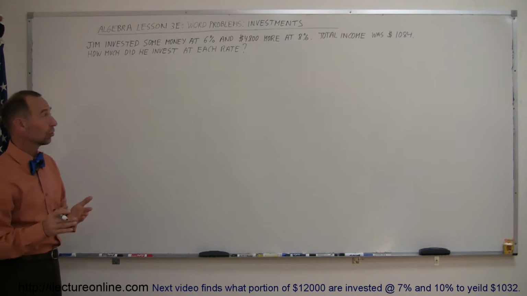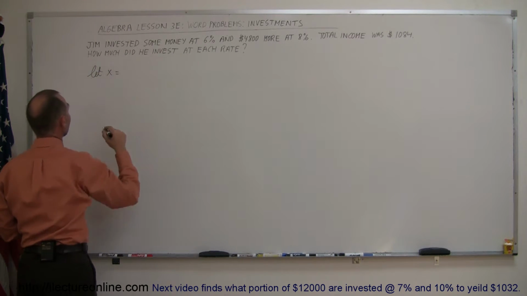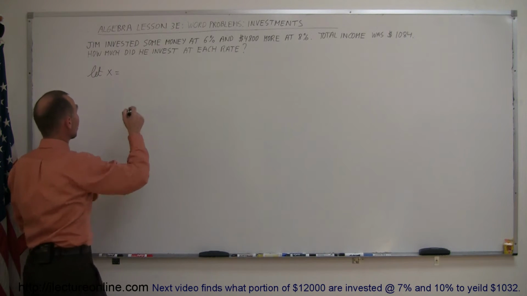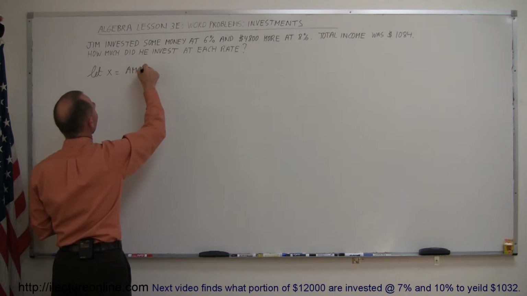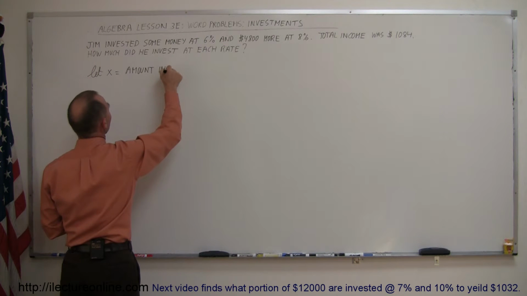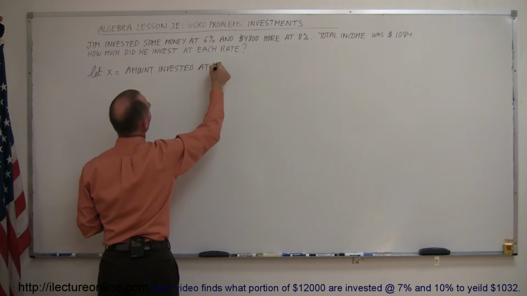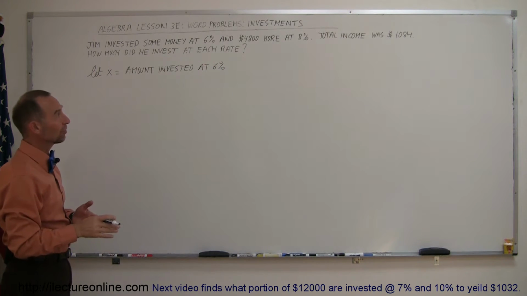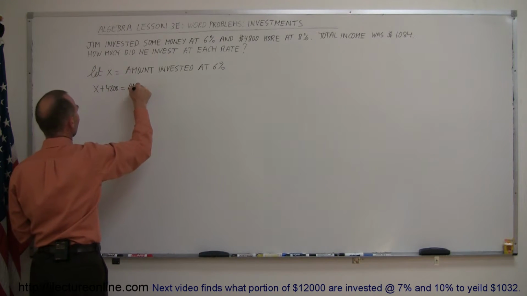So again, we're going to start out by saying let x equal the amount that he invested at 6%, because that's not known. So let x equal the amount invested at 6%. And then you can see that $4,800 more was invested at 8%. So we can then say that x plus 4,800 was the amount invested at 8%.